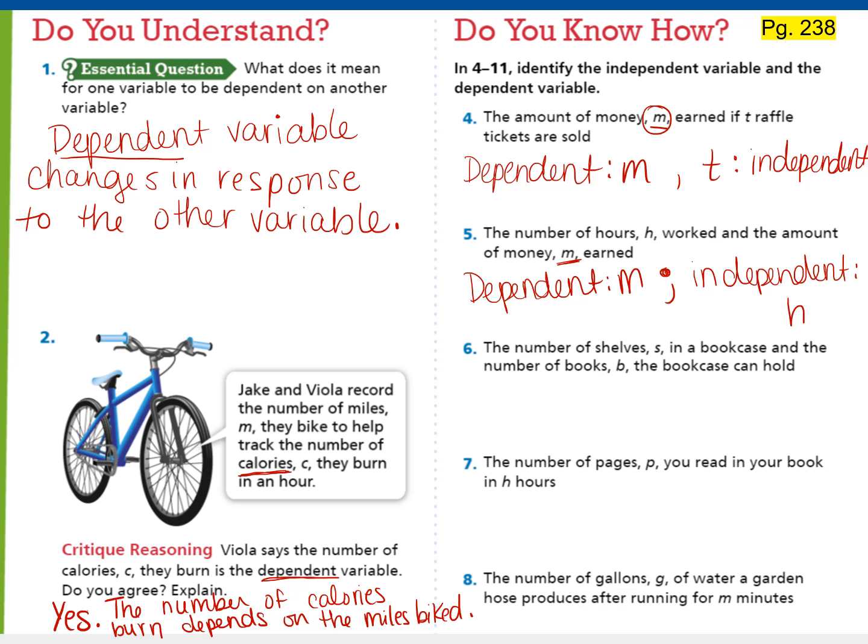Okay, number 6, the number of shelves S in a bookcase and the number of books B the bookcase can hold. Which one of these would change? Which one of these has the biggest change? Well, my number of books can change, but my number of shelves is probably going to be the same. So my dependent, the one that's going to be changing, is the books. Your independent variable will be the shelves.